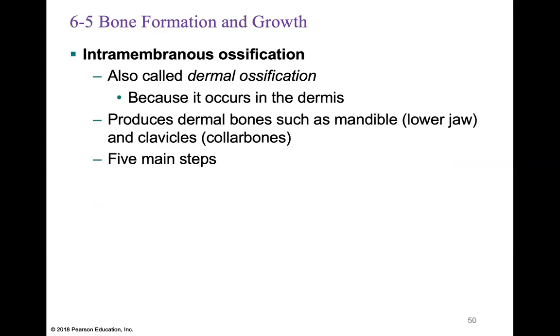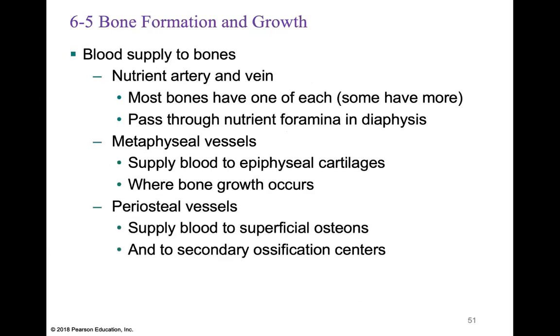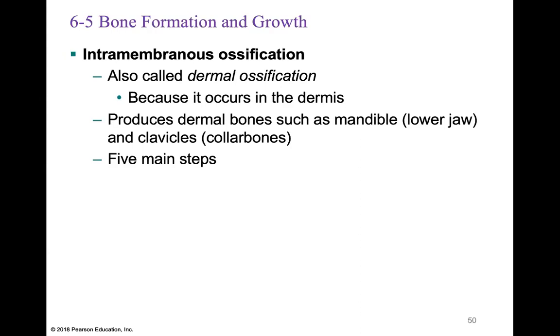The second type of ossification is intramembranous ossification. And this will actually produce dermal bones, such as the mandible, which is the lower jaw, and the clavicle, which is the collarbones. And this actually has 5 main steps, okay? I don't really get into that one too much, or require you to know the actual steps of intramembranous ossification, mainly because you'll see some similarities there with endochondral, but most bones in the body are developed by endochondral ossification.